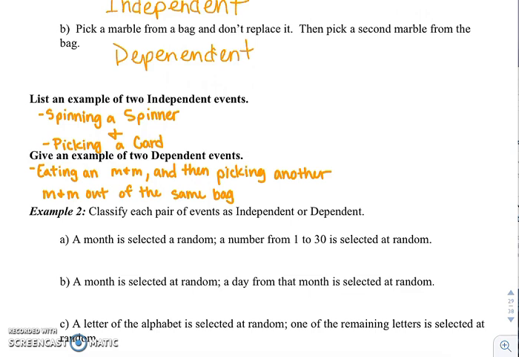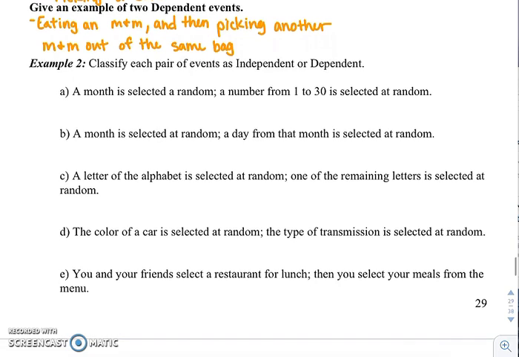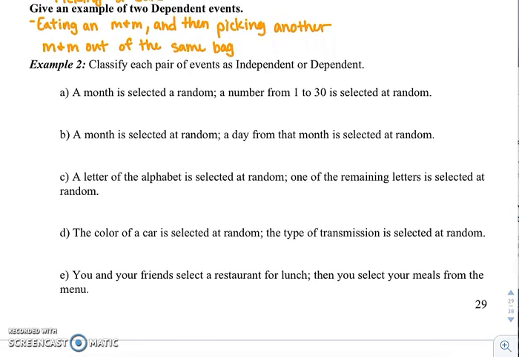In example 2, it just wants us again to identify if they are independent or dependent. A month is selected at random, and then a number from 1 to 30 is selected. Not from that month, just a random number. So they would be independent. A month is selected at random, then a day from that month is selected. Well, depending on what month you pick is going to depend on how many days there are. So these are definitely dependent upon one another.